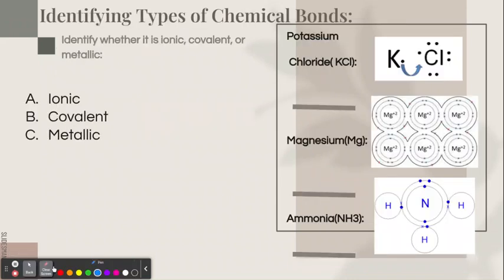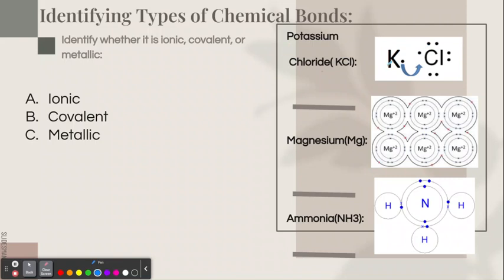Once again, this is more practice. This one is for chemical bonds, naming the ionic, covalent, and metallic. So if you can pause the video here and try it on your own, and then I'm going to continue and explain how you do these.